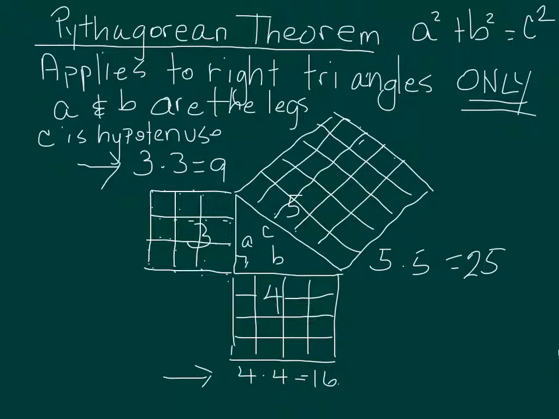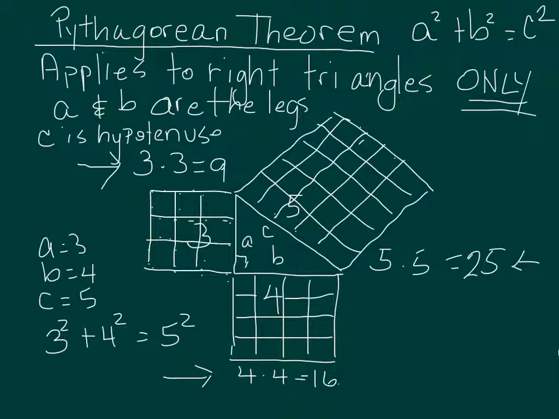Take the 5, which is the hypotenuse. 5 by 5 gives us 25. Let's put this into the Pythagorean theorem. Well, if A is 3, B is 4, and C is 5. Let's see if this works. A squared plus B squared should equal C squared.